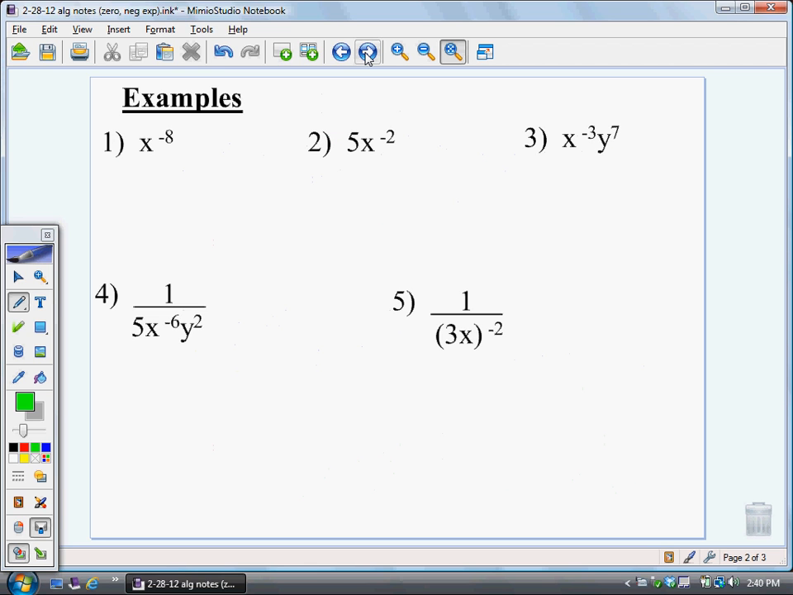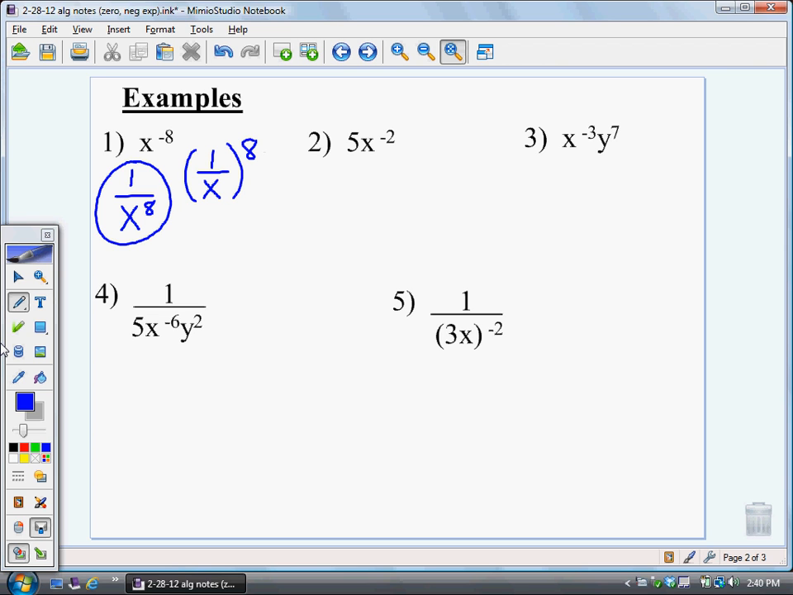On this page I have a few examples to go over. In the first one, x to the negative 8 power. This is just going to be 1 over x to the positive 8. And the other thing that I sometimes think of is to take the reciprocal of x, that would be 1 over x, and then change the exponent to the positive 8. And you can think of it that way. 1 over x to the 8th power.